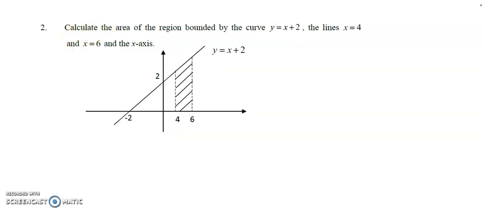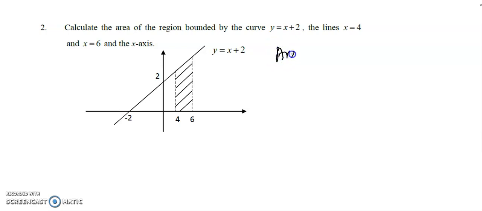For example 2, we need to calculate the area of the region bounded by the curve y equals x plus 2, the lines x equals 4 and x equals 6, and the x-axis. The diagram is already given. This sentence refers to the region shaded with the black line. We want this area under the curve x plus 2.